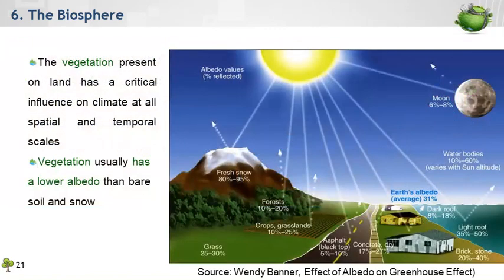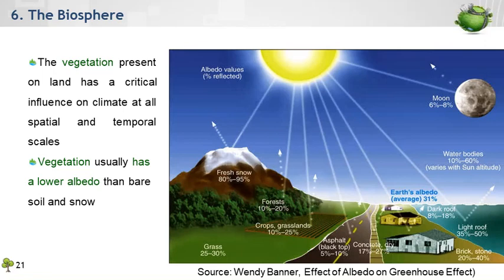Aside from human activity, the characteristics of the biosphere itself can also significantly affect the Earth climate, as it has a direct impact on the Earth energy balance. The vegetation present on land has a critical influence on climate at all spatial and temporal scales, because vegetated areas usually have lower albedo than bare soil and snow. So in general, vegetated areas absorb more solar radiation than other types of coverage.